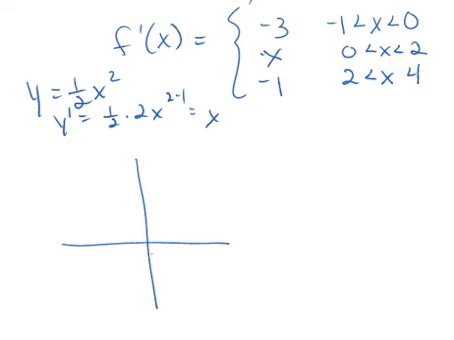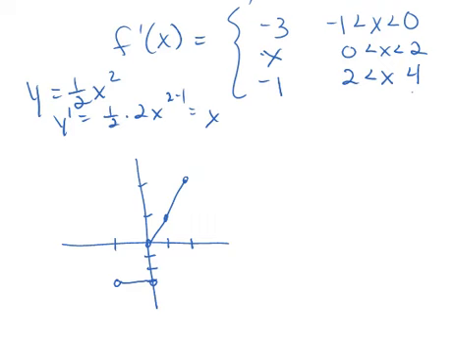Between -1 and 0, we have -3. That's just a horizontal line at -3. Then we have the line y equals x from 0 to 2. So remember, we have an open circle at 0 because we have a corner. We don't have a derivative there. But if you put 1 in, you'll get 1 for the function, because it's just y equals x. It's the derivative. And if you put 2 in, you'll get 2. So you have the line y equals x, obviously.